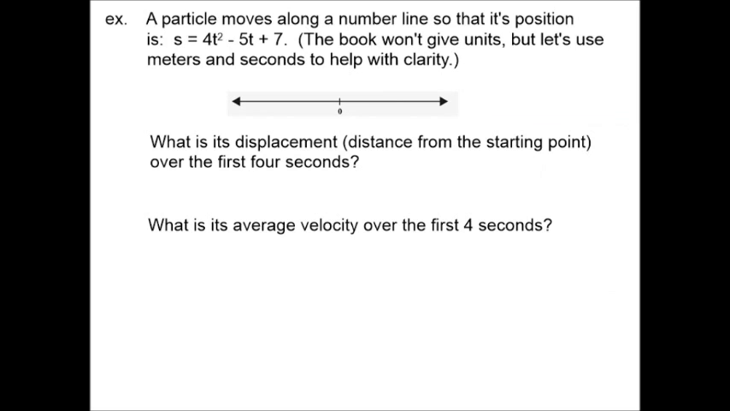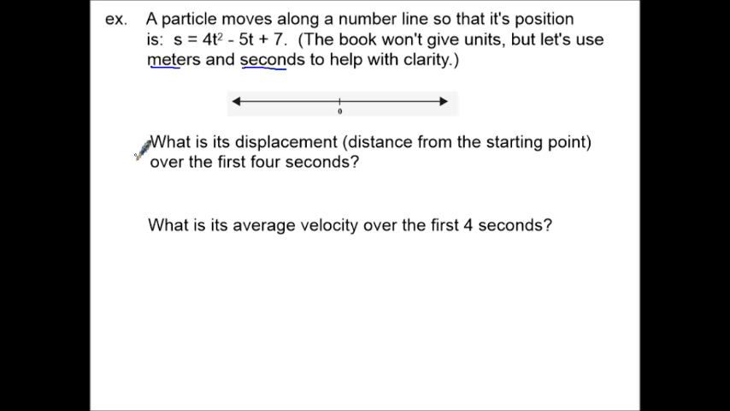Now a great thing about being able to derive various formulas off of a starting formula, a position formula if you will, is that a single formula like that gives you an awful lot of information if you derive all the right formulas. So here we go. A particle is moving along a number line so that its position is s equals 4t squared minus 5t plus 7. Now for whatever reason the book decided not to give units on these problems, but I'm going to pretend that they are in meters and seconds to help with clarity so we can put labels on these things, so hopefully it makes a little more sense when we say a number.